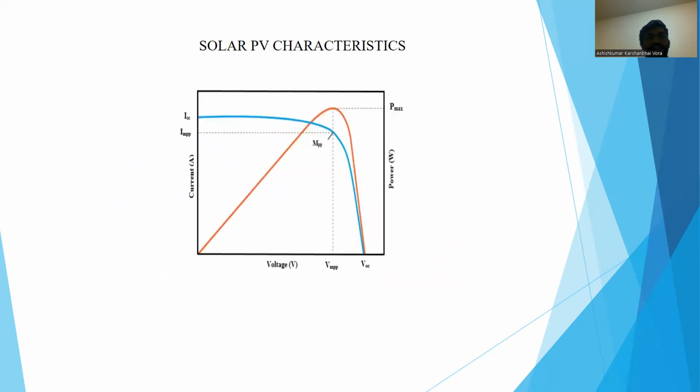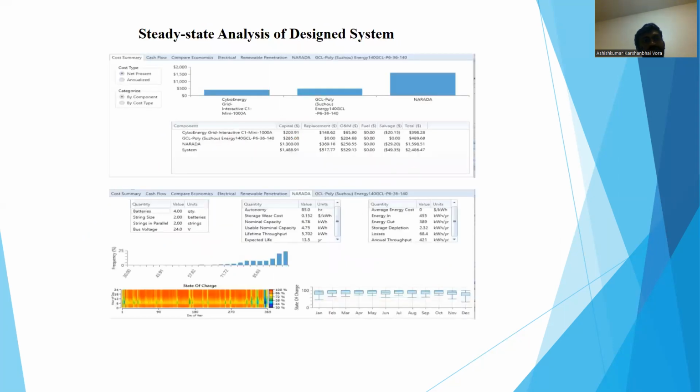This is the solar PV characteristic, current versus voltage. Here you can see ISC is the maximum, while VOC decreases significantly, and Pmax is the maximum power. So the current versus voltage graph shows the maximum power and MPP points as well. This is the steady state analysis of the designed system.